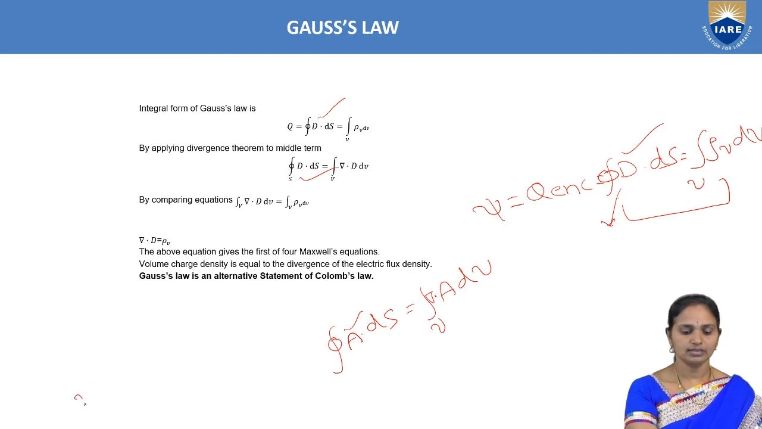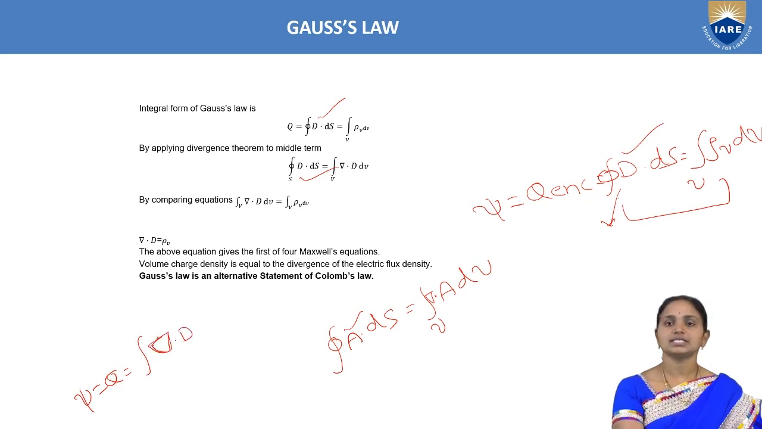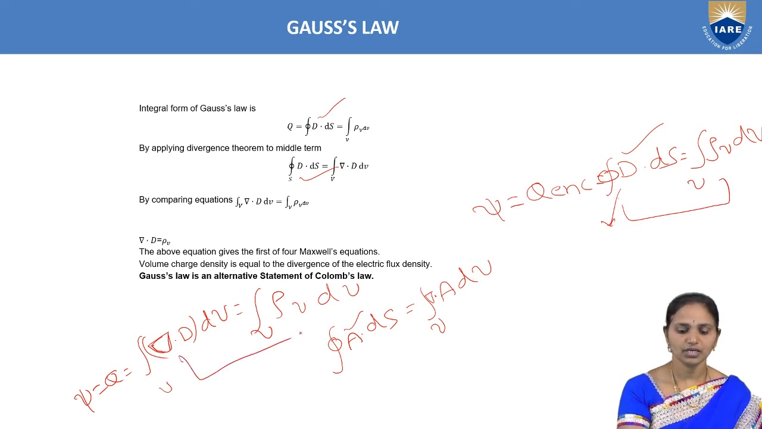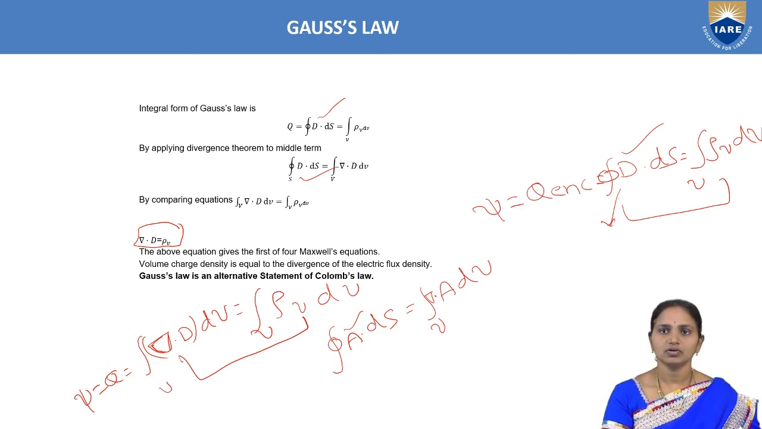So now finally, psi equal to Q, which is equal to the integral of del dot D. Now I am taking both flux and charge in volume integral terms. Del dot D over the volume dv is equal to the integral of rho v dv. Now both the integrations are over the volume, so we can compare them easily. By comparing both the volume integrals, del dot D will become rho v. Now del dot D equal to rho v. This we can take as Gauss law.